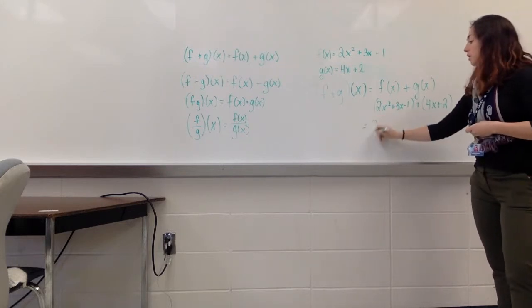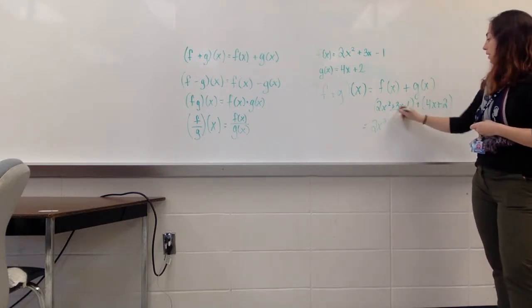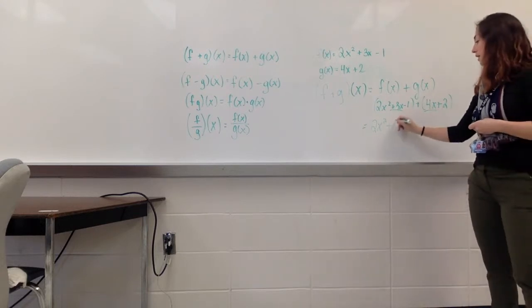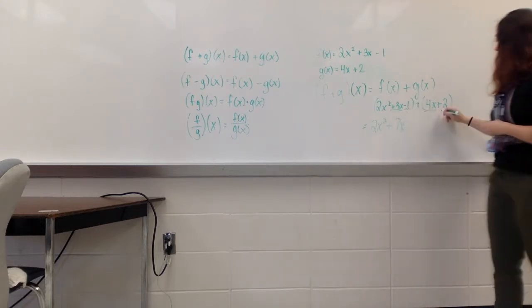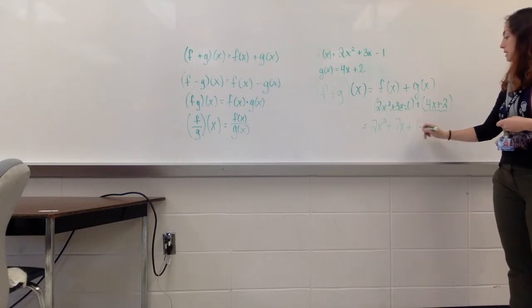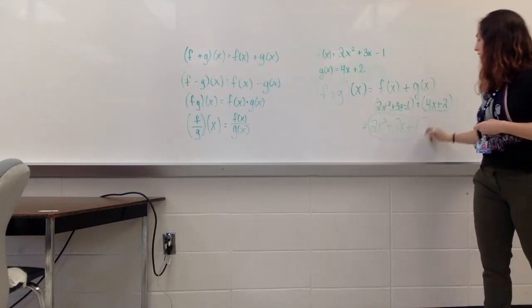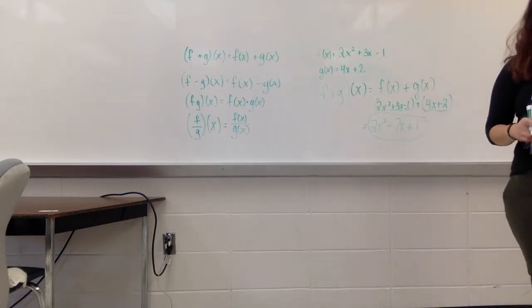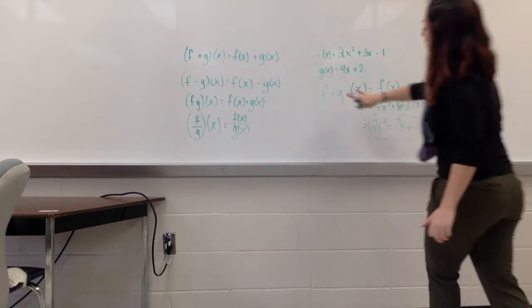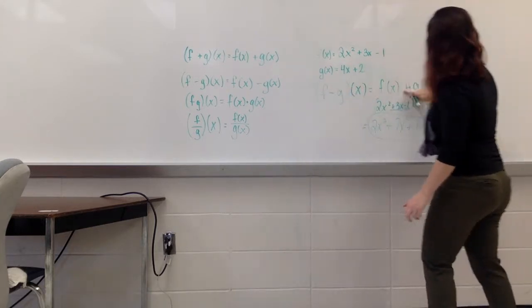And then when we add these, just like before, we're combining like terms. So 2x squared, nothing to combine. 3x and 4x is 7x. Negative 1 and positive 2 is positive 1. And that's it.